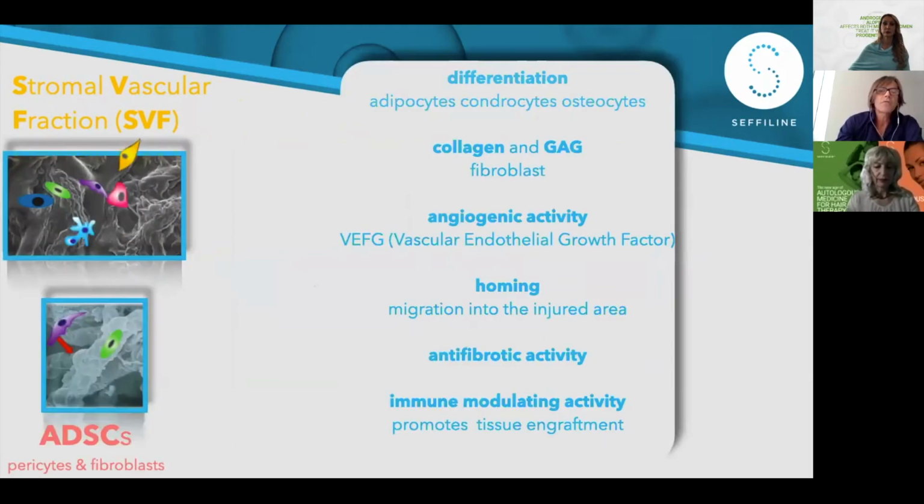The property of the stromal vascular fraction is the capacity to differentiate from the stem cells to the adult mesenchymal lineage, adipocytes, chondrocytes, osteocytes, the production of collagen and glycosaminoglycan by the fibroblasts, the capacity of secretion of growth factors such as the vascular endothelial growth factor, so angiogenic activity, the capacity of homing, the stem cells move to the part of the tissue that is most injured, and the antifibrotic activity too.